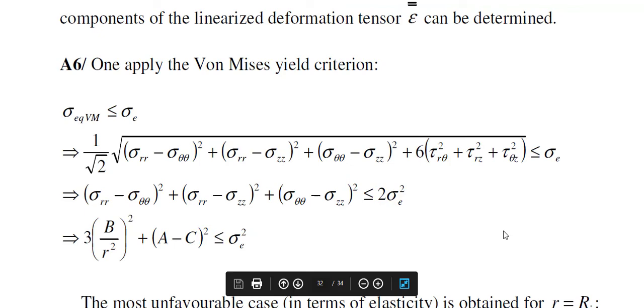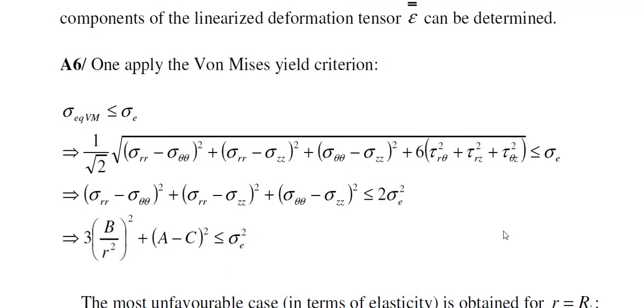Now, since we have all the components of the stress tensor sigma, of course, in function of Pi, Pe, Ri, and Re, and sigma, we can apply the von Mises yield criterion in order to obtain the equivalent von Mises stress and compare it to the yield strength.